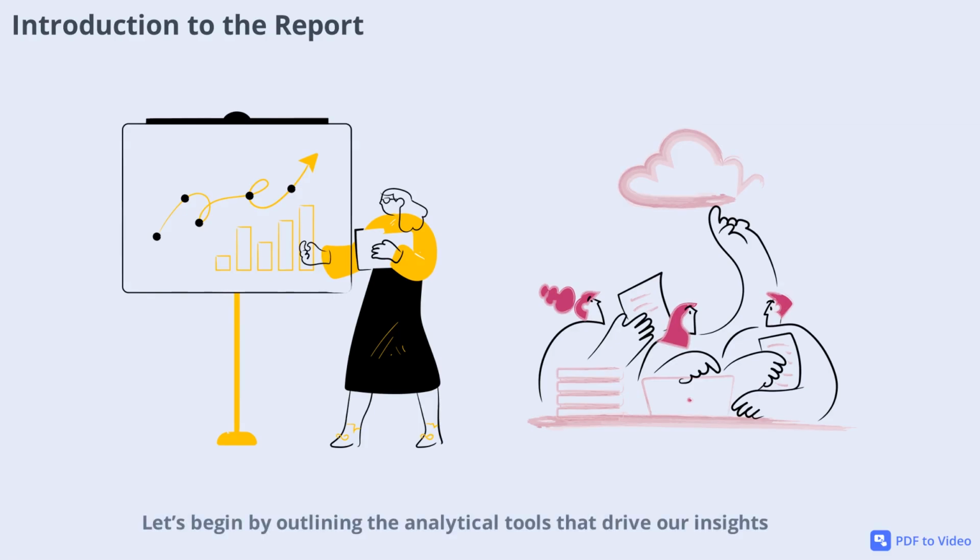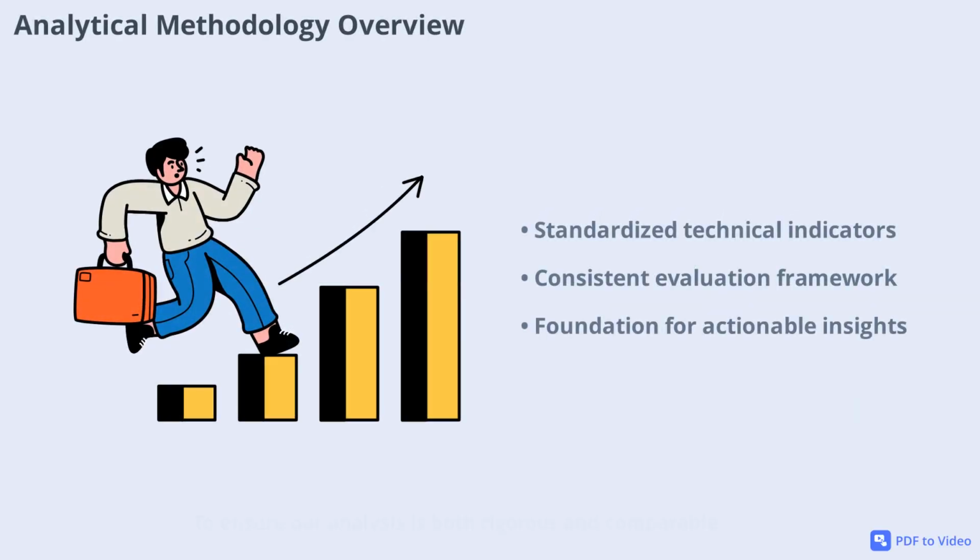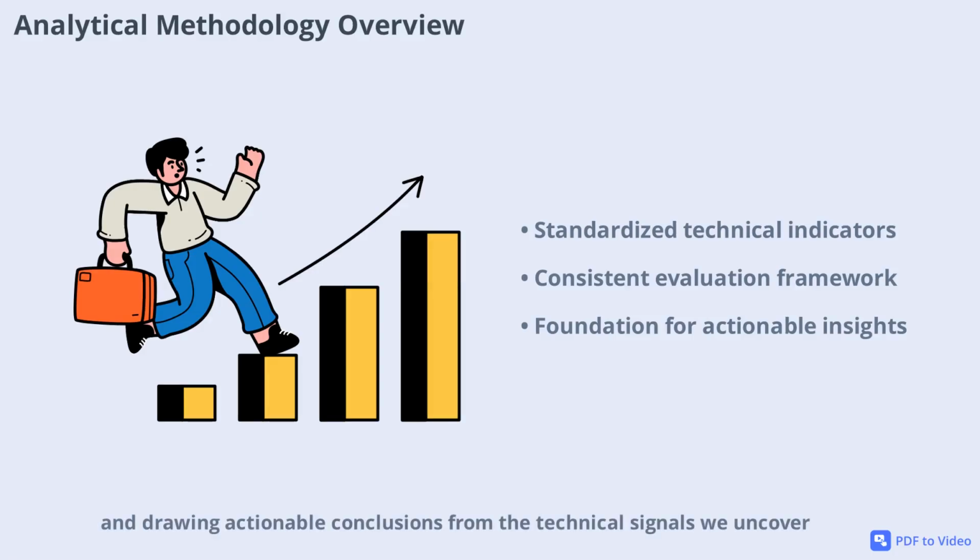Let's begin by outlining the analytical tools that drive our insights. To ensure our analysis is both rigorous and comparable, we apply a standardized set of technical indicators to each stock. This approach allows us to evaluate momentum, trend, and performance across the entire group with consistency. In this section, we'll introduce the key indicators used throughout the report, setting the stage for deeper insights in the following scenes. Understanding these tools is crucial for interpreting the data and drawing actionable conclusions from the technical signals we uncover.